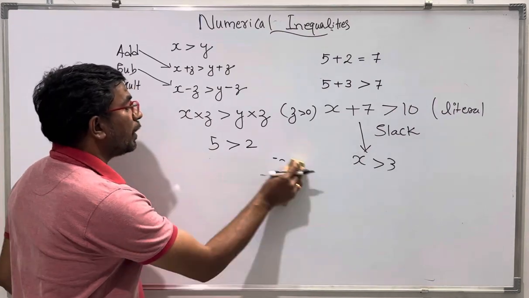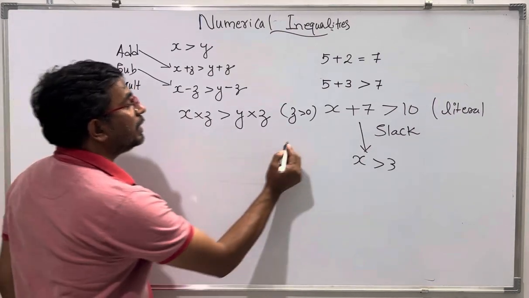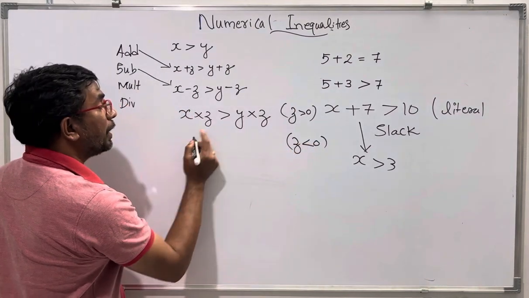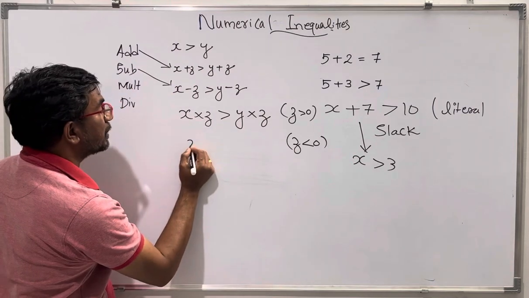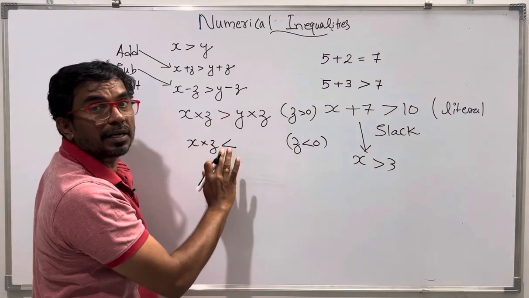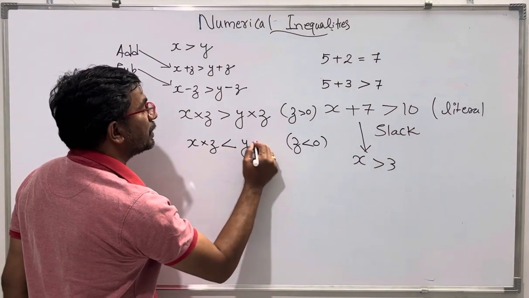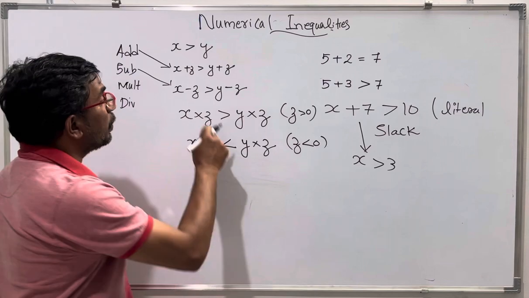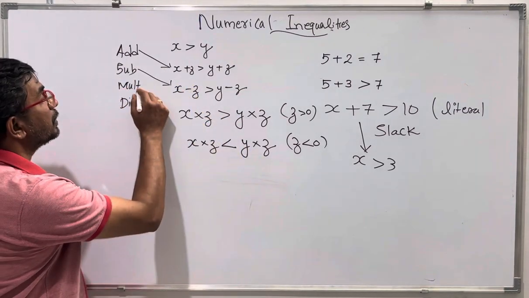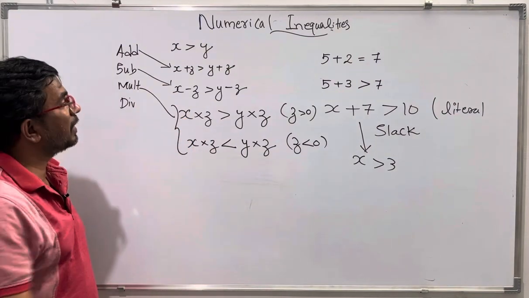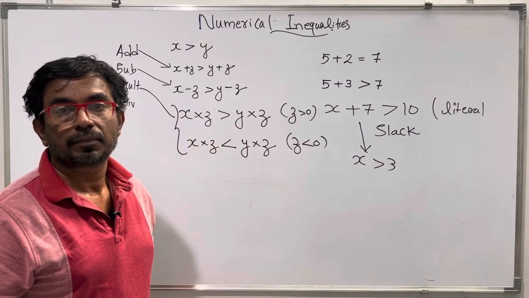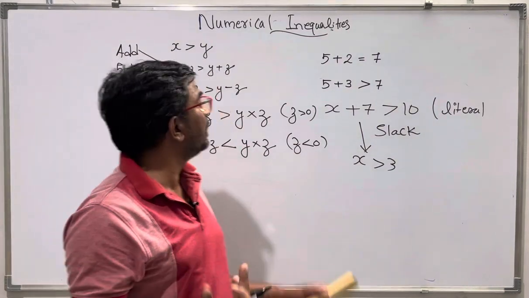So that is what is special here. When z is less than 0, that means when z is negative, when you multiply an inequality by a negative number, x into z, you have to flip the inequality sign. This will become y into z. This is what is special with multiplication. These two options are there for multiplication, whereas for addition and subtraction there is no problem. You can add or subtract, and it doesn't change the inequality sign.